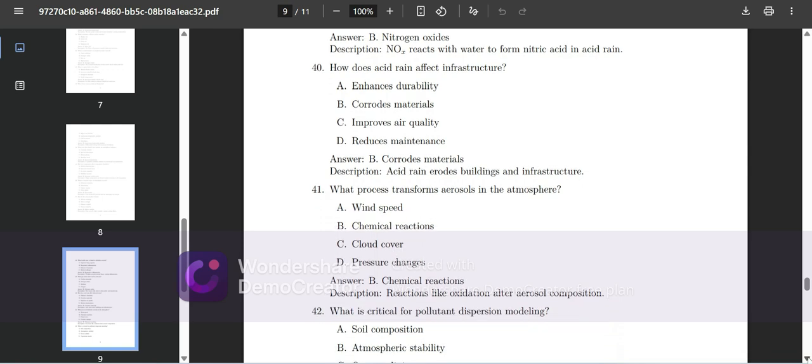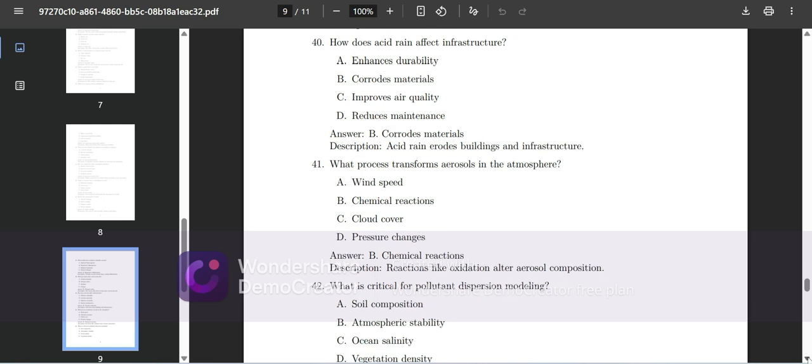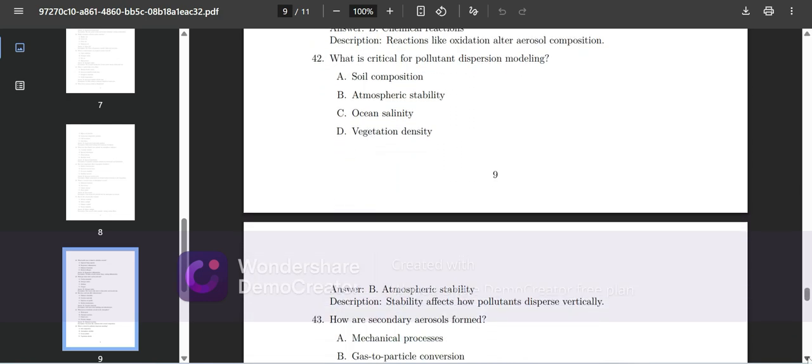How does acid rain affect infrastructure? Corrodes materials. Acid rain erodes buildings and infrastructure. What process transforms aerosols in the atmosphere? Chemical reaction. Reactions like oxidation alter aerosol composition.